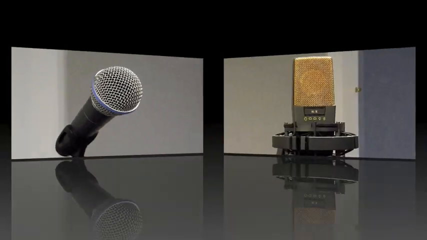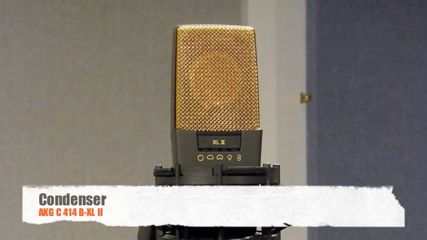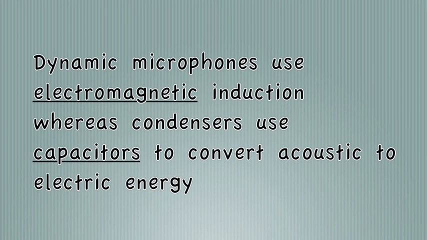Without becoming too technical, based on their transducer principles, there are two main categories of microphones: dynamic and condenser. Other categories include the piezoelectric and fiber optic. Dynamic microphones use electromagnetic induction, whereas condensers use capacitors to convert acoustic to electric energy.